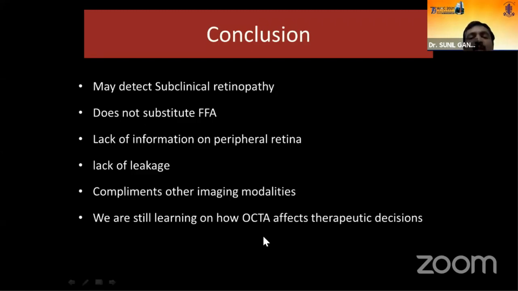We are still learning how to use this OCTA effectively in many therapeutic decisions to come to a certain conclusion.